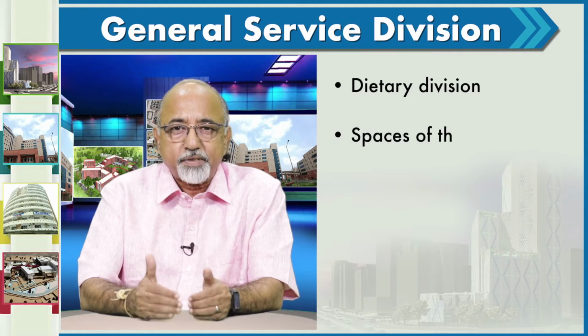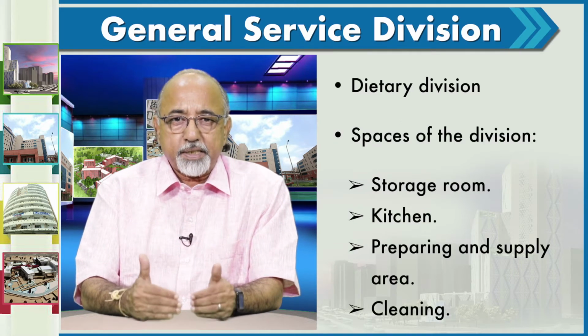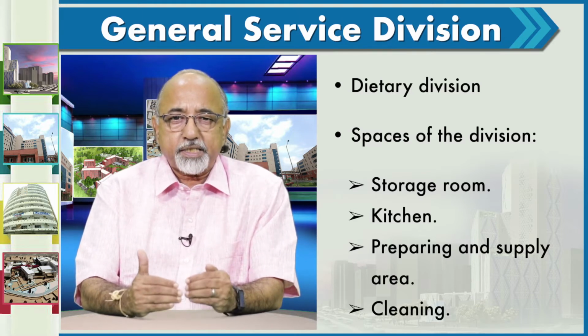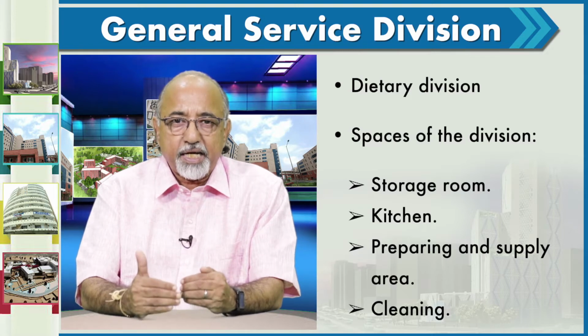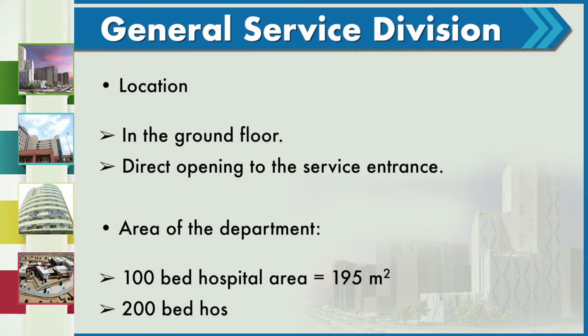So the general services divisions include the dietary division. Spaces in this division are the storage room, kitchen, preparation and supply area, and cleaning area. The location here should be on the ground floor, with a direct opening to the service entry. The area of the department is, for a 100 bed hospital, 195 meter square, and for a 200 bed hospital, 355 meter square.